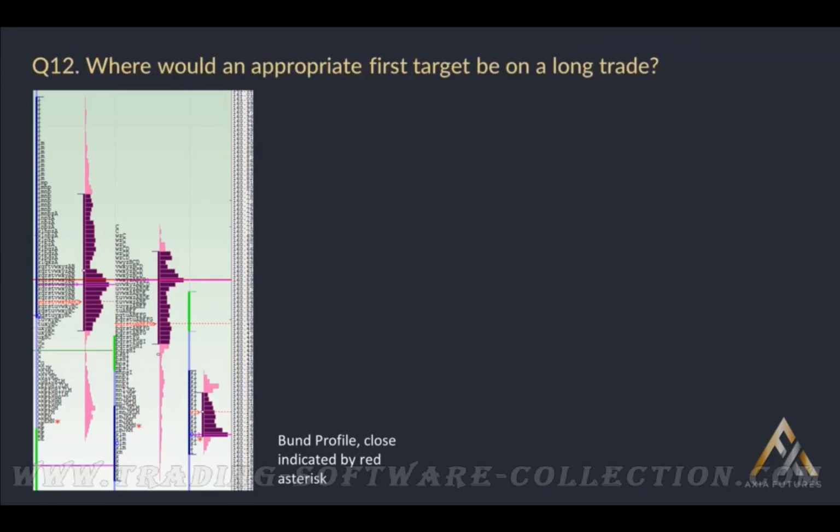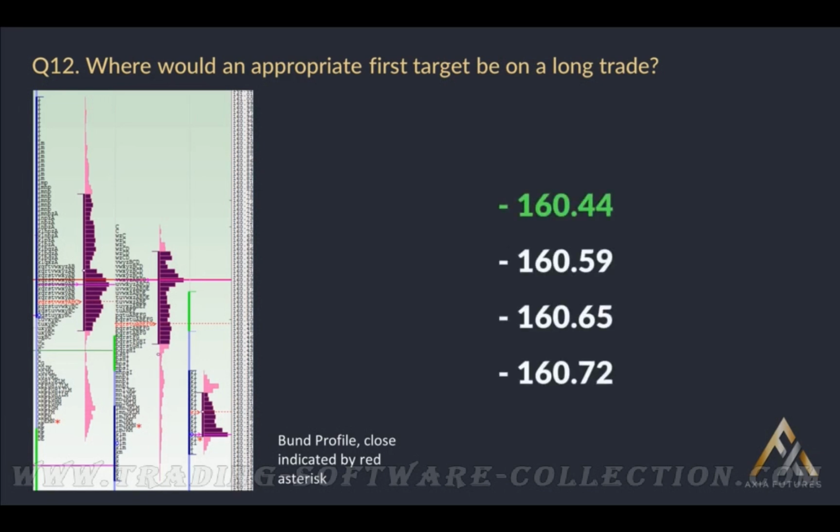And that leads on to the next question: where would an appropriate first target be? Now, your first target on any trade like this is a look back to previous value. So you look into the value area low, which comes in at 160.44. You always look for the value area low. If there are any bigger short positions that want to come in, they may well come in at that value area low and then look to get the move going again. So you're looking for a test of value. This allows you to cover a bit of the trade, and that's why it's your first target.